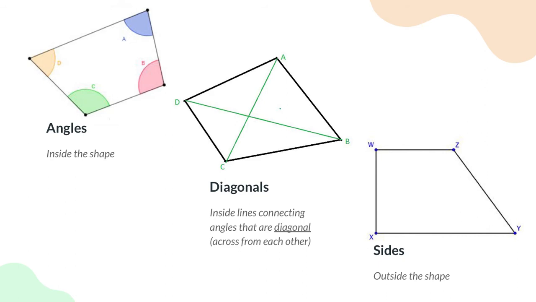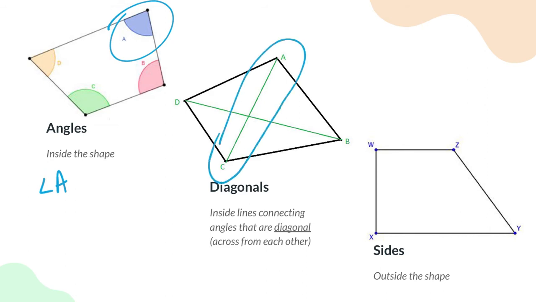So when we are talking about angles, these are things that are inside the shape. We've talked about this a little bit, like angle A, we see here. Diagonals are lines that connect angles that are across from each other. So if I look at this, this is diagonal AC. And then sides, these are outside of the shape. We've talked a lot about this. This is side CY.